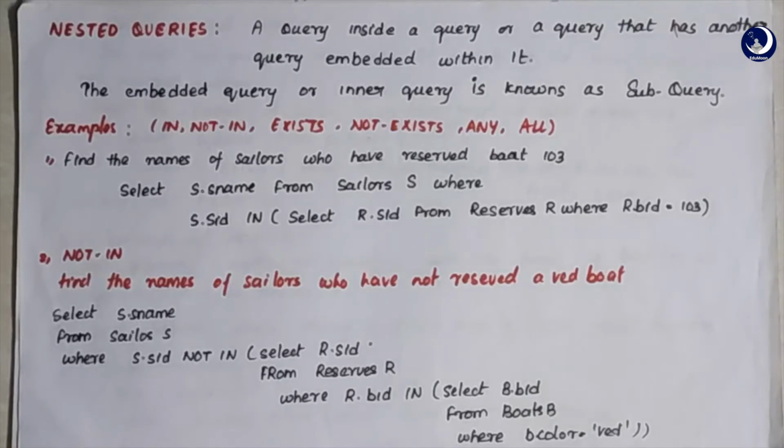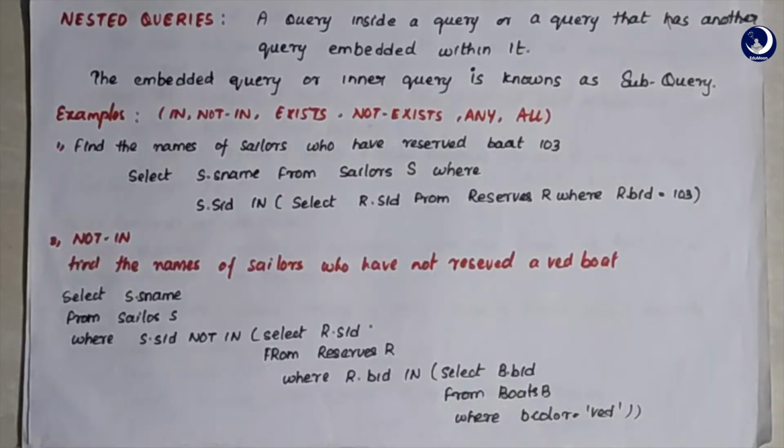We have the negated version of the in operator also, which is not in. We can simply prefix the in with not to find the sailors who have not reserved a particular boat. So let's look at an example. Find the names of sailors who have not reserved a red boat. Now let's break this question into smaller queries so that we can embed each query into another query.